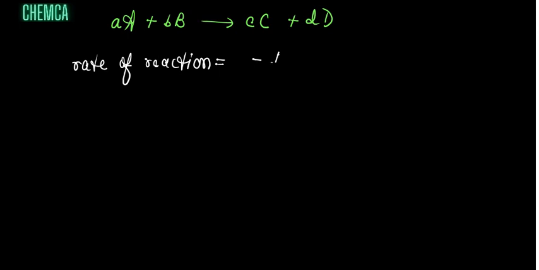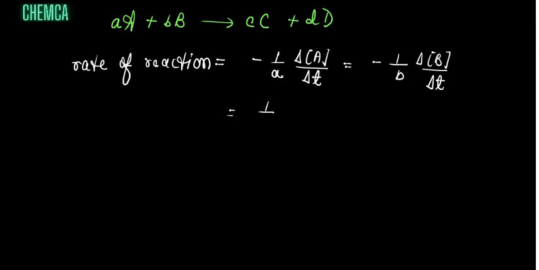So minus 1 by a, del A upon del t, is equal to minus 1 by b, del B upon del t, is equal to 1 by c. Now, since the product is being formed, we don't have to include a negative sign with that. 1 by c, change in concentration of C upon change in time, and that would be equal to 1 upon d, change in concentration of D upon del t. So if you have the value of any of the four, whether of A, B, C or D, you can find out the rate of reaction by using the expression.